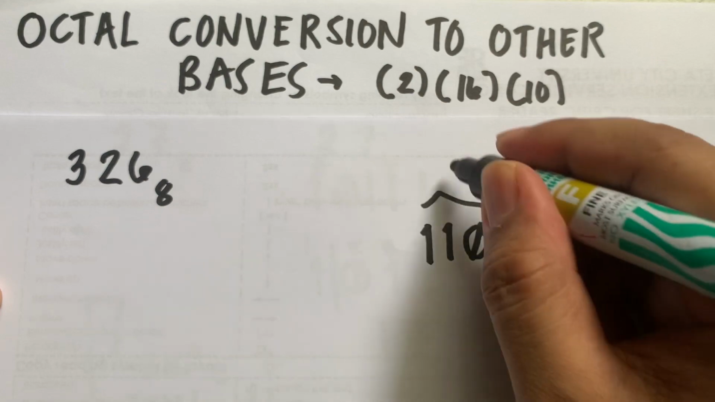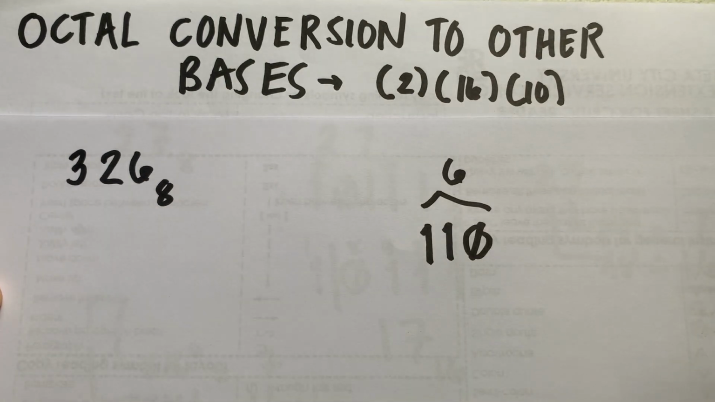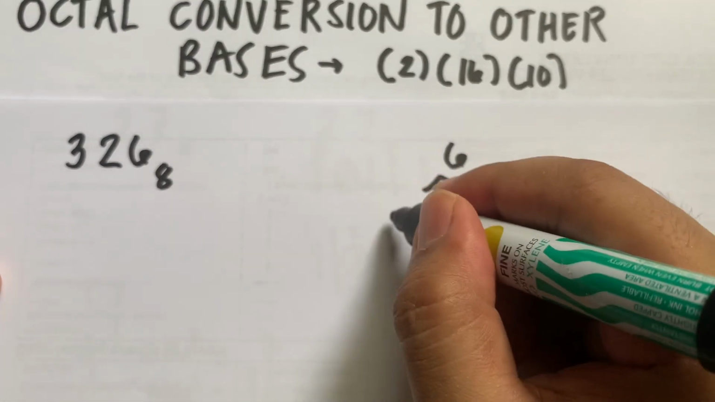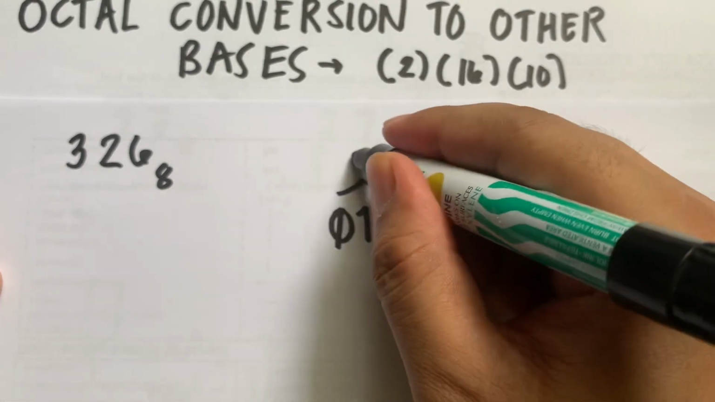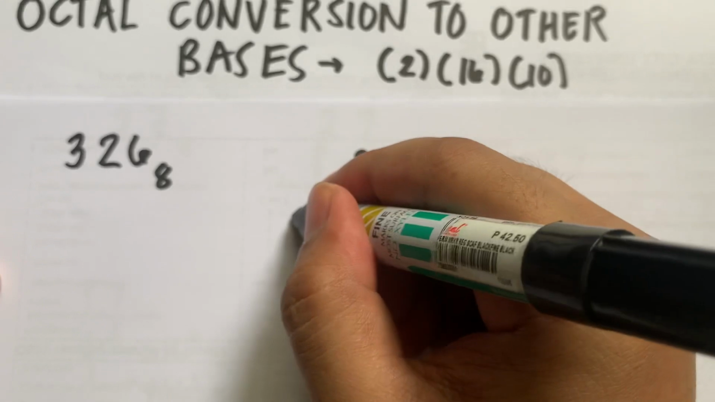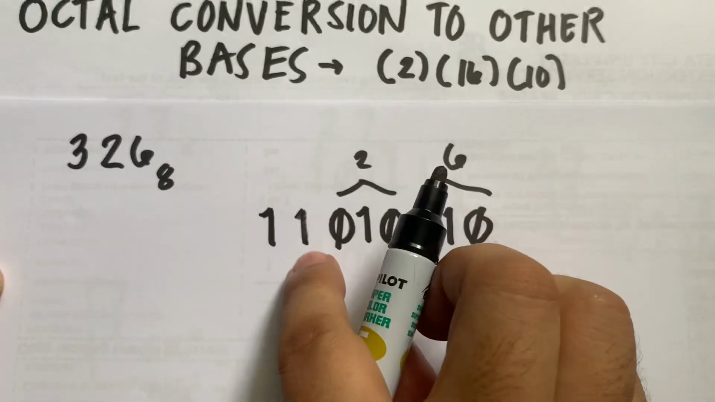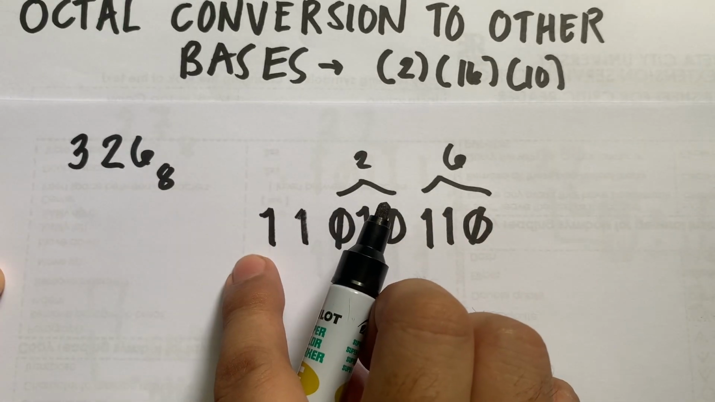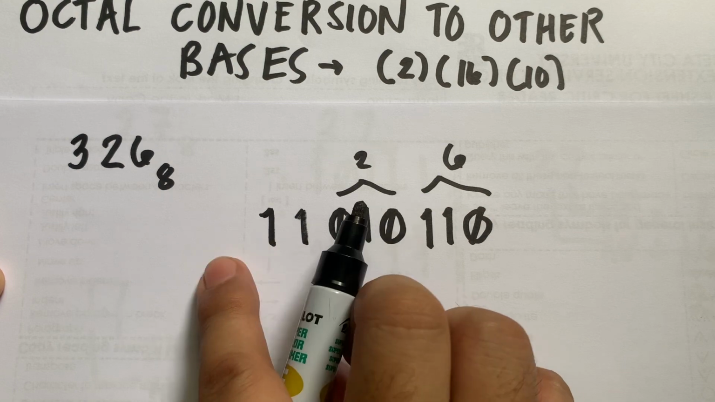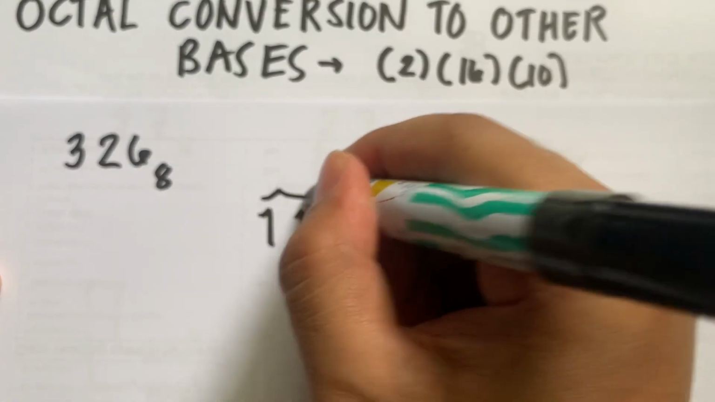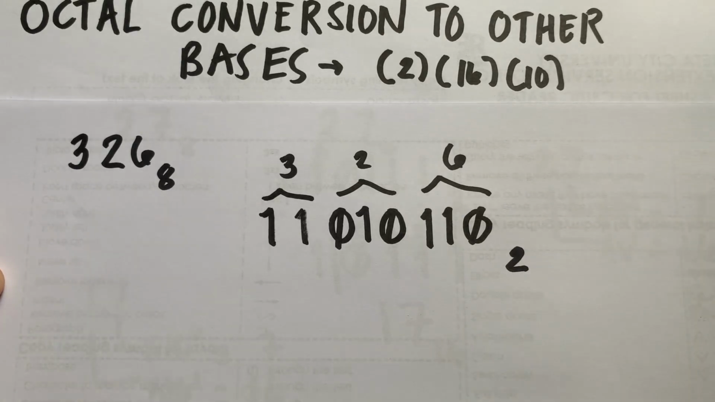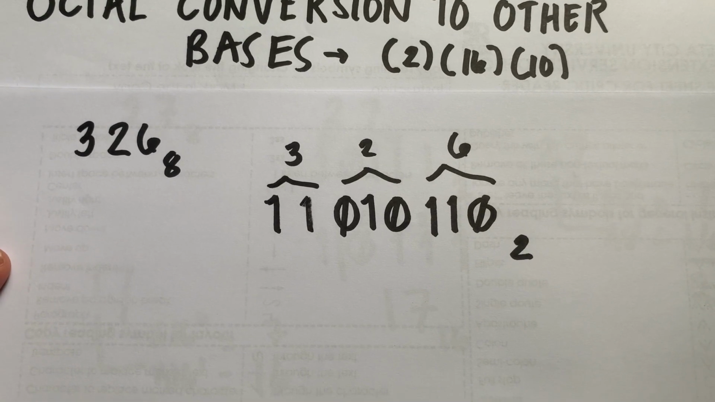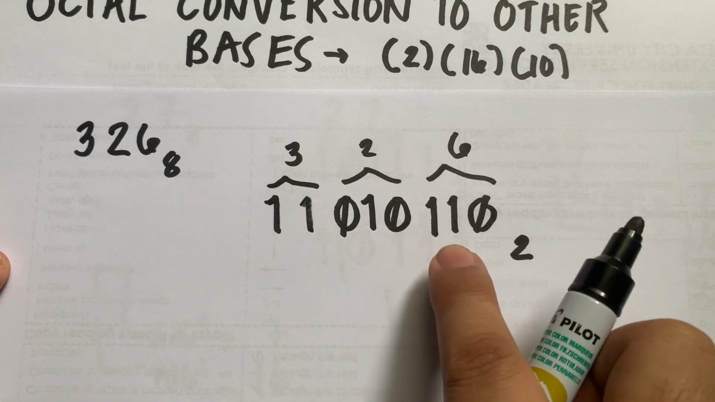So this is the binary equivalent of 6. 2 is 0 1 0, and 3 is 0 1 1. The 0 is at the left, so we disregard the 0. So this is now the binary equivalent of 326: 11010110.